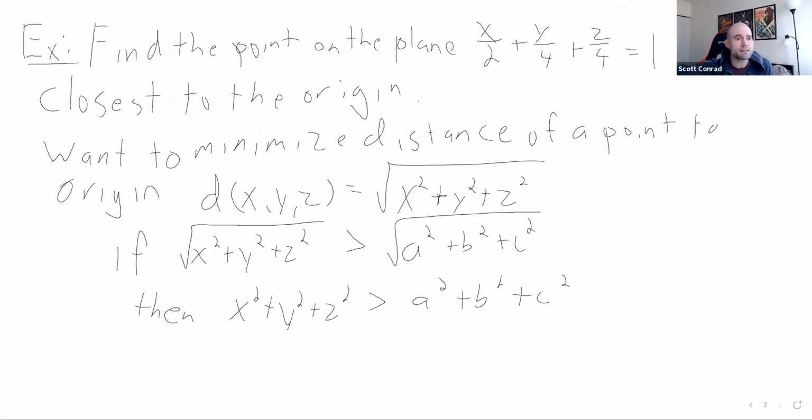Right, so if the distance of a point to the origin is bigger, then so is the square of the distance, and vice versa. If the square of the distance is bigger, then the distance is bigger also. So the point which is closest to the origin is going to minimize this function, but it's also going to minimize the square of the function. And the reason that's nice is we get rid of the square root, and then taking the partial derivatives is much nicer.